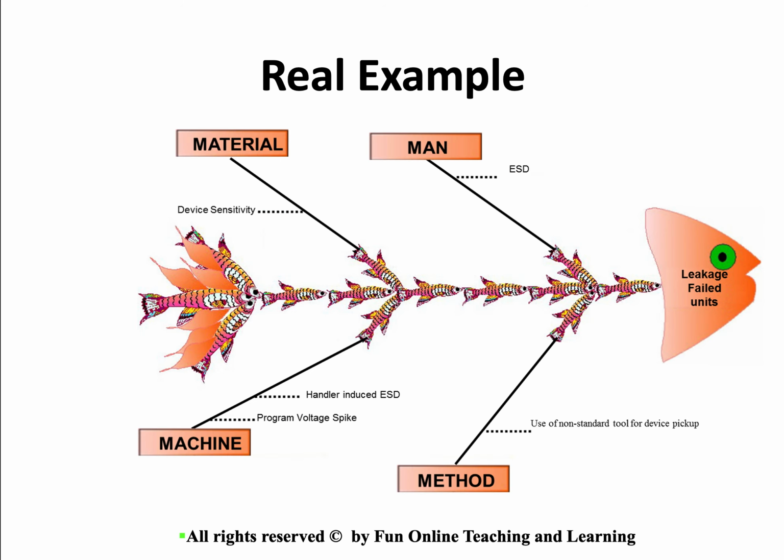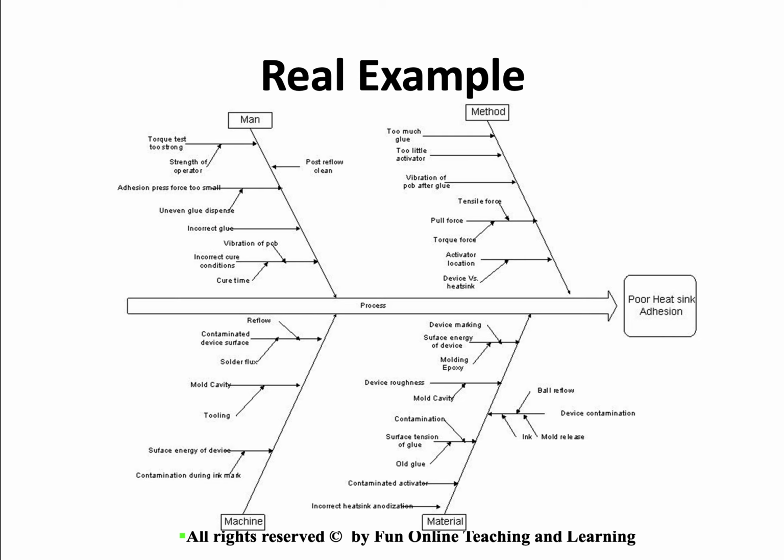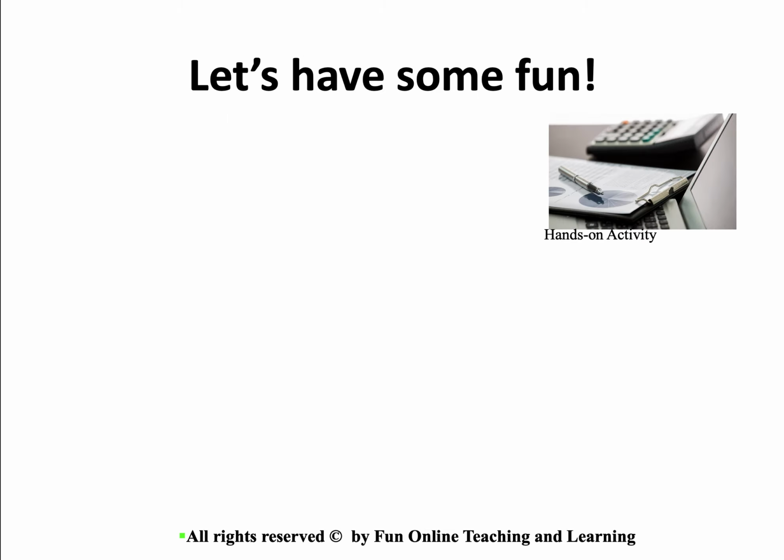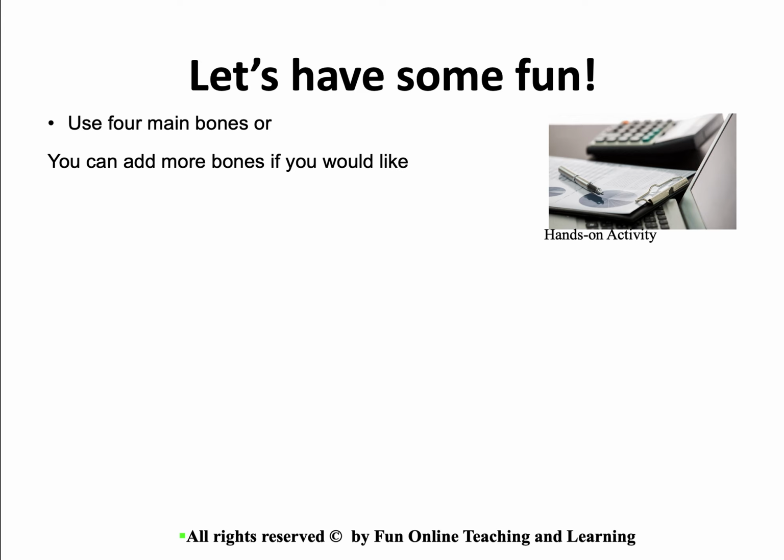All right, so here are some more examples. And here's the fun part. So now I will give you a case study, and please leave comments below and say what kind of problems, or main bones and little bones, you have identified. So for main bones, as we described, it can be P3M: person, machine, methods, and material. And you can add more bones if you would like.